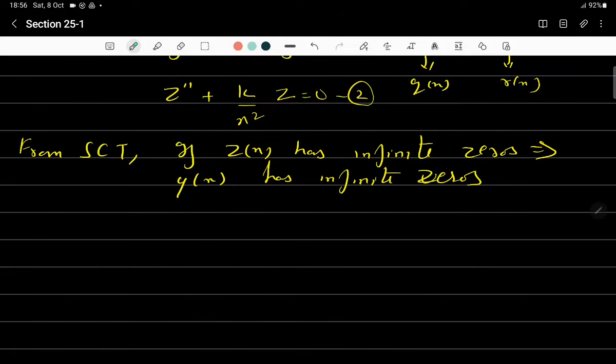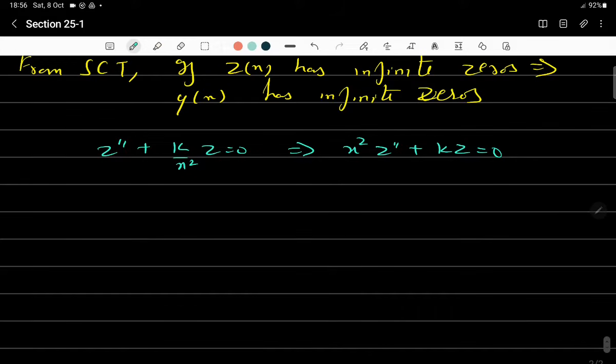So to find the zeros, we need to solve it. To solve it, recall that it is an Euler equidimensional equation. So z'' + (k/x²) z = 0 is the same as x² z'' + kz = 0. For the Euler equidimensional equation, recall that here p is 0 and q is k.